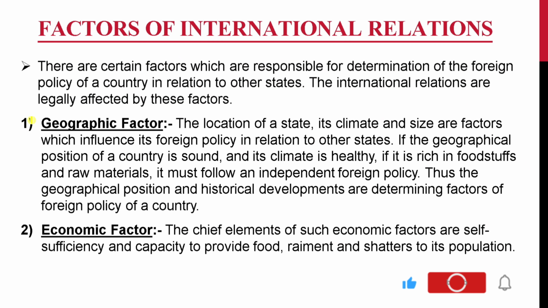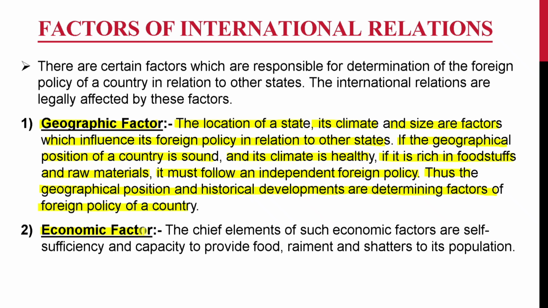Factors of international relations. There are certain factors which are responsible for determination of the foreign policy of a country in relation to other states. These are as follows. First is geographic factor. The location of a state, its climate and size are factors which influence its foreign policy in relation to other states. If the geographical position of a country is sound, and its climate is healthy, if it is rich in foodstuffs and raw materials, it must follow an independent foreign policy. Thus, the geographical position and historical developments are determining factors of foreign policy of a country.